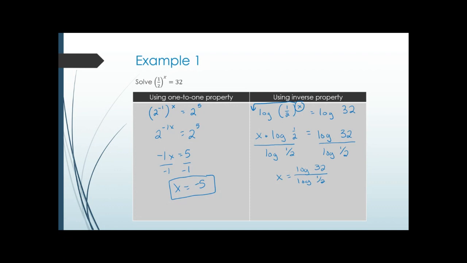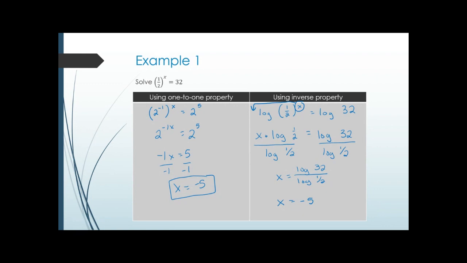And now you need to put those in your calculator. So my calculator, you need to make sure you know how to use your calculator. Some calculators you have to put in the number first, then hit the log button. Mine, you hit log first, then you put in the number. So I'm typing in log 32. Putting my divide button, and then I hit the log button again, and then I'm typing in 1/2. And I have to make sure I close the parentheses. And I get x equals -5.